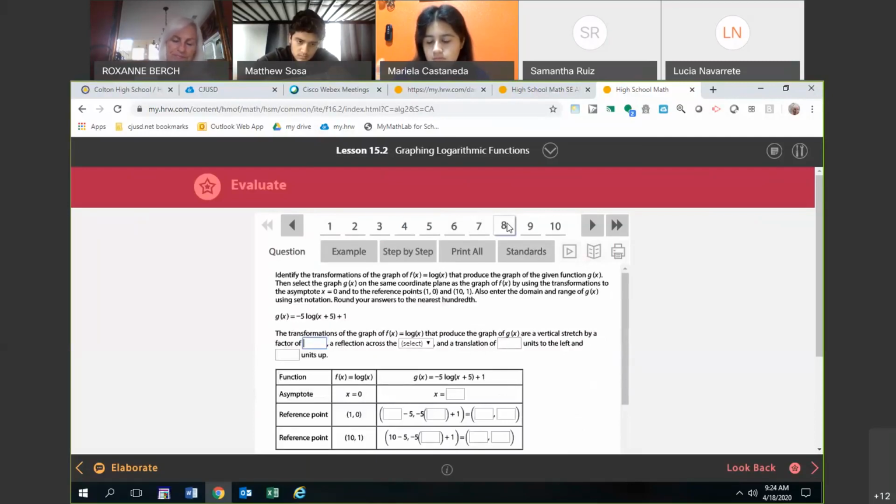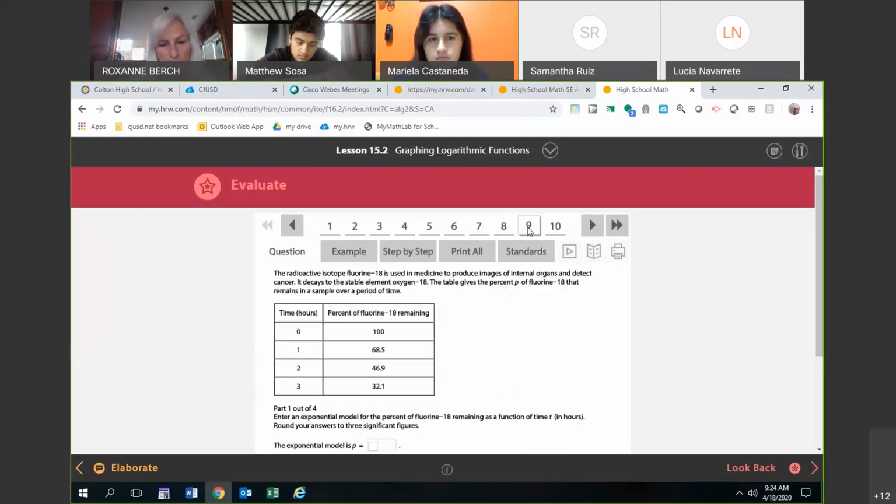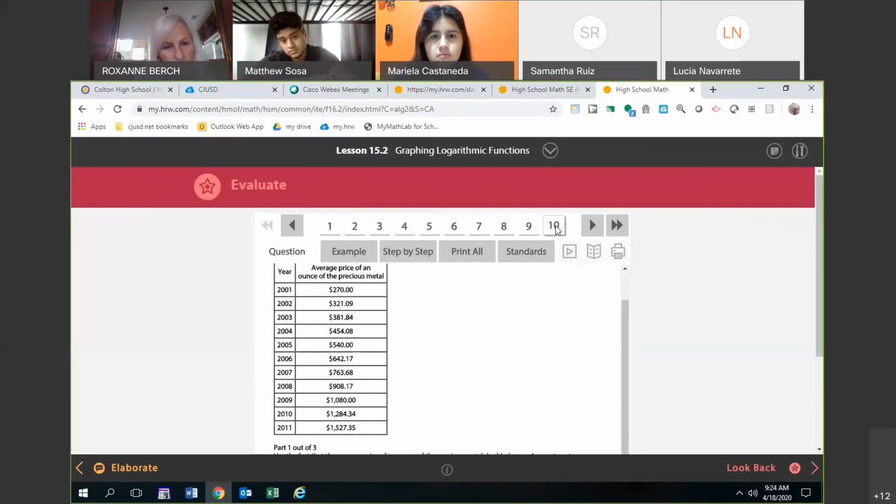Same thing. Make sure you know how to do these problems. Number 9. No, we didn't do this. In fact, if I'm not mistaken, if you look at your assignment, I didn't even assign these. I didn't assign any applications in 15.2. So that's a no. Number 10, no.